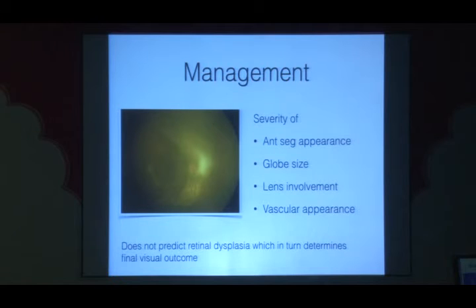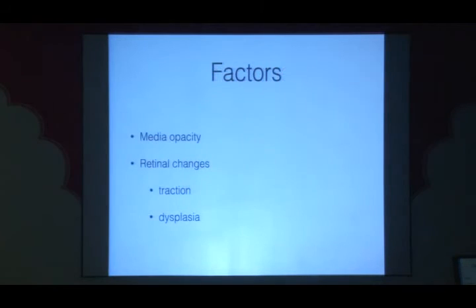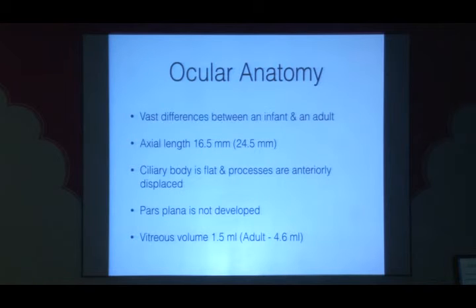So management will be decided on the appearance and whether there is any progression because of the tractional effects. You have to look at the anterior segment appearance, the globe size, the lens involvement, vascular appearance, and also the other eye structures, and whether operating on this eye is really going to give any betterment as regards the quality of life in these patients. Sometimes the visual appearance may not always correlate with the functional outcome, so you have to look at that as well. So these are the factors to keep in mind when you are planning to operate on these patients. The ocular anatomy is definitely different when you are operating on these very young patients.